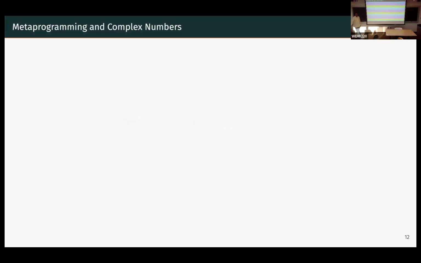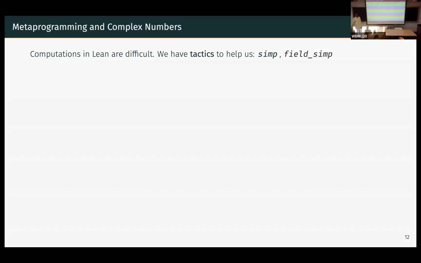So first, we actually wrote something called a tactic as part of this project, which essentially does certain things automatically. Metaprogramming is the science of writing tactics. I think there are probably people here who are way better at metaprogramming than me, who will probably come up to me afterwards and say that was an oversimplified definition. But regardless, computations in Lean are difficult, and we have some tactics that help us do these automatically. So we have something called simp, which stands for simplify, field_simp, simplifying a field, and norm_num, normalize and simplify numerals.